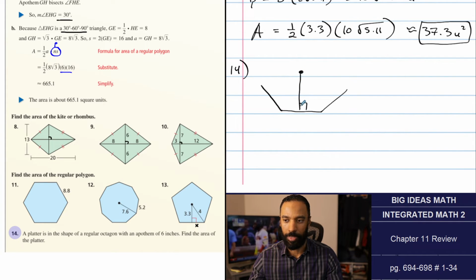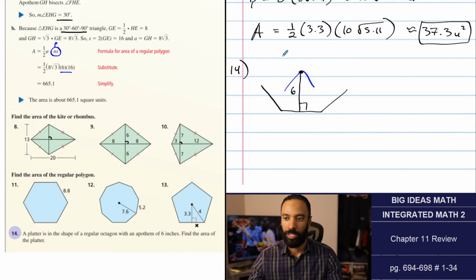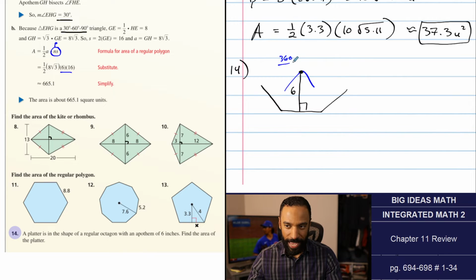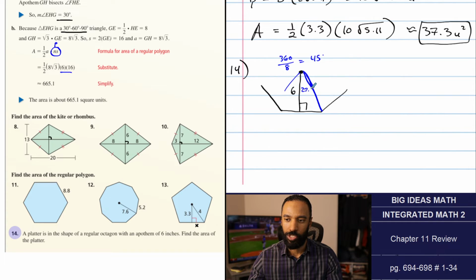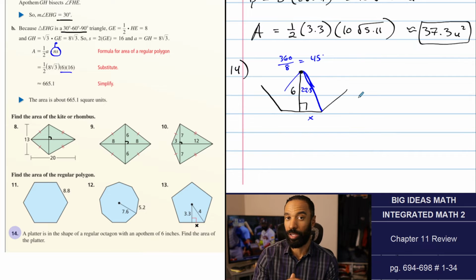I'm not drawing the whole platter, just drawing something that can represent what we have. We are given the apothem. The apothem is 6. Now the central angle of this thing, 360 over 8, an octagon, is 45 degrees. So half of that is just this guy here, 22.5 degrees. We're going to work off that. I need to find this length for the perimeter the same way they did before, only this time I get to use trig.